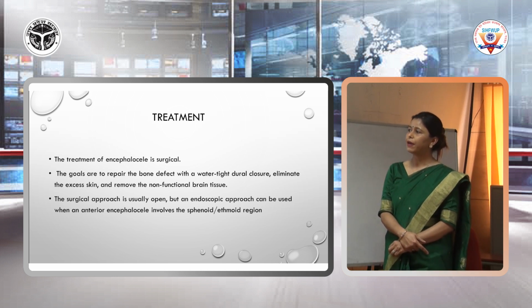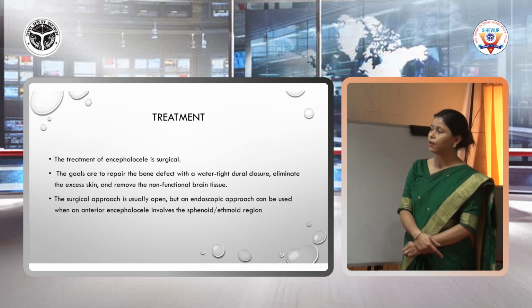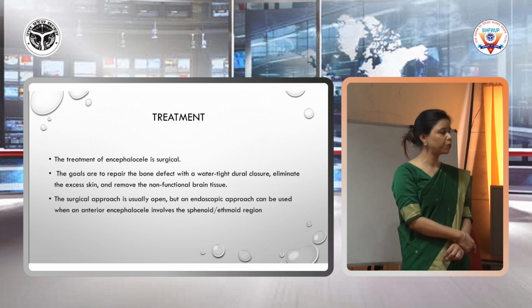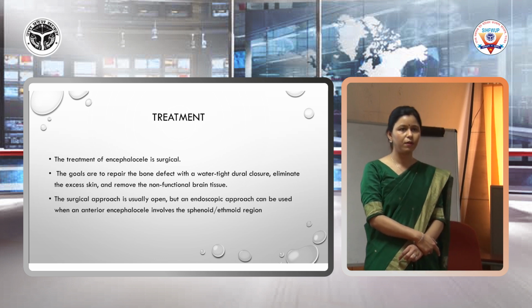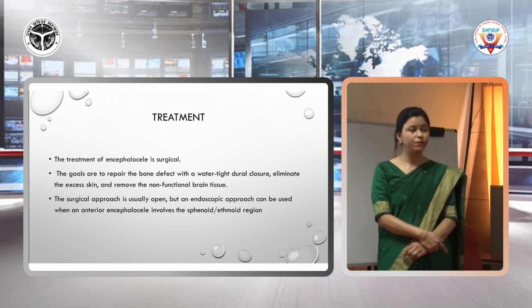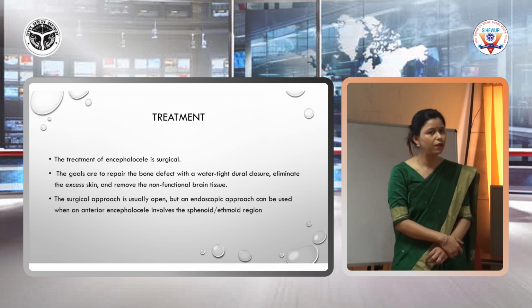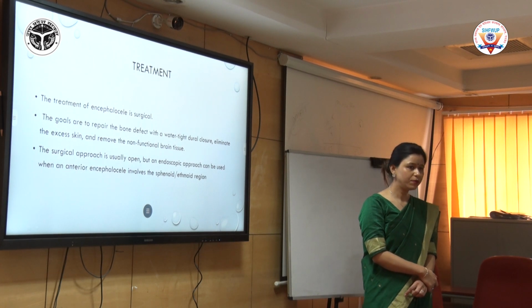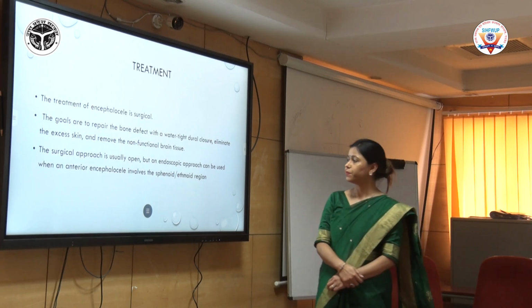So the goals are to repair the bony defect with a watertight dural closure, eliminate the excess skin, and remove the non-functional brain tissue, because mostly whatever brain tissue has prolapsed into the encephalocele is non-functional or non-viable. So we can easily excise it, and of course if it is significant, then we have to take a neurosurgical opinion also, because the contents might include nerves like the optic nerve, or there could be vascular structures also. So we have to take a neurosurgical consultation also.